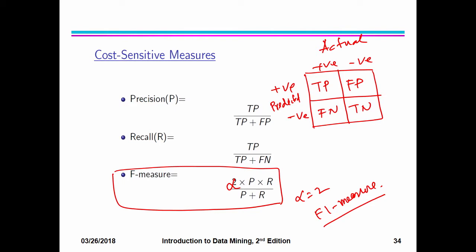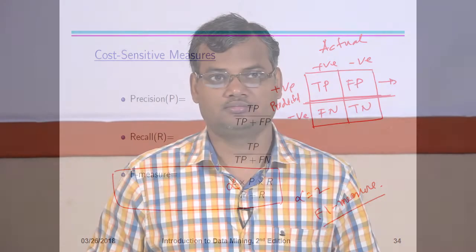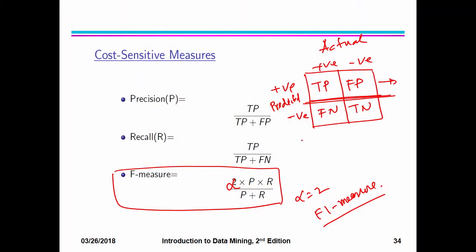So, what is precision? Precision is, out of the predicted objects as positive class, how many are really positive. That means the total predicted class is on the row, and out of this, how many are really positive class. That is called precision. Precision is true positive divided by the total predicted positive, which is true positive plus false positive.